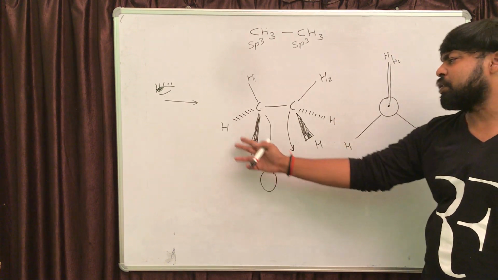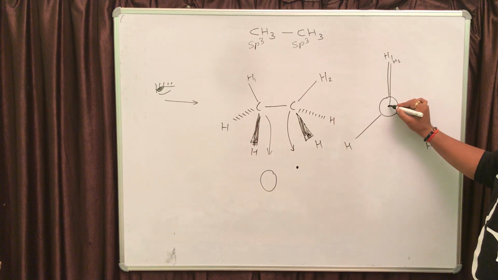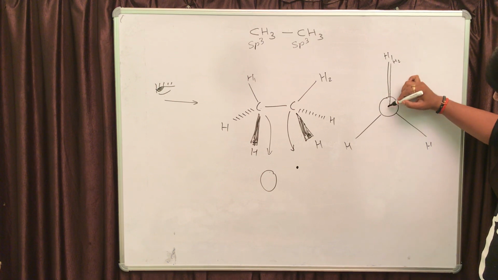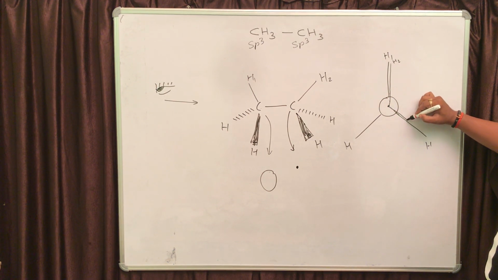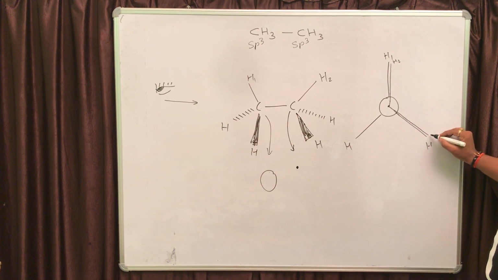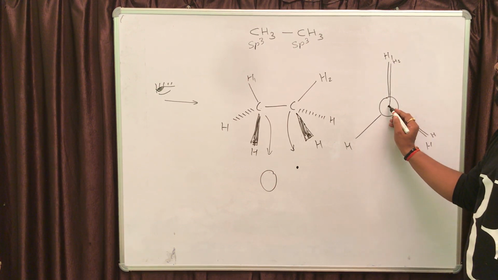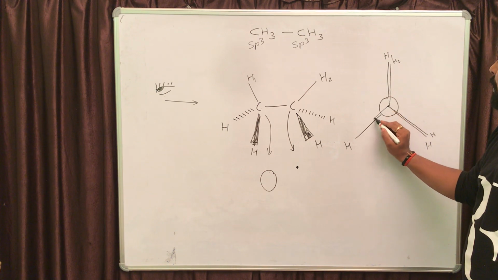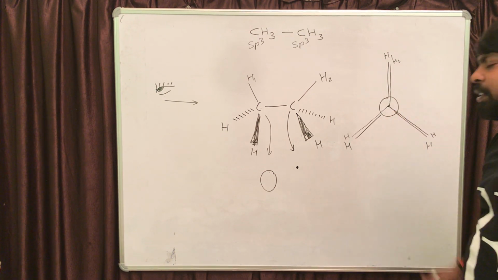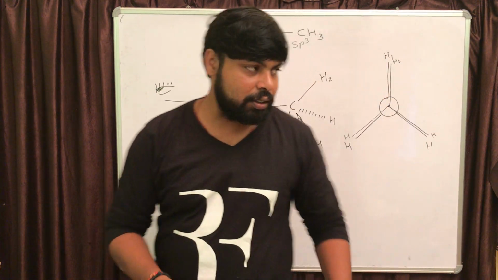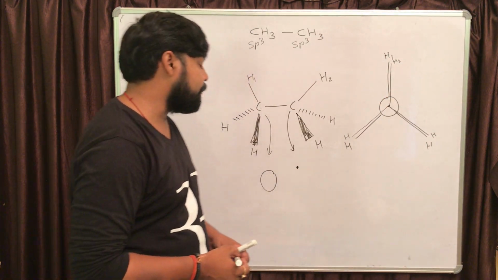Similarly for the rest of the hydrogen atoms also, this backside carbon will have three carbon-hydrogen bonds, which will actually be overlapping. But to observe the scene, I'm drawing them just beside, right? In the actual scene, it is overlapping 100%. This is what is called the Newman projection.